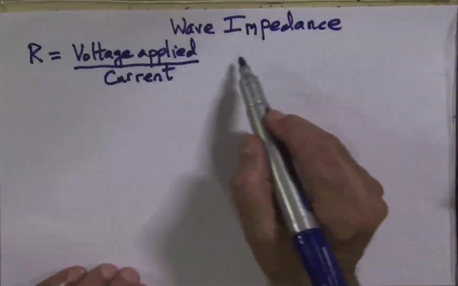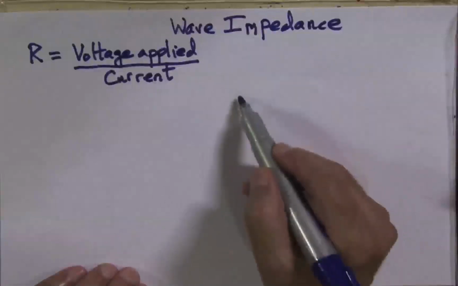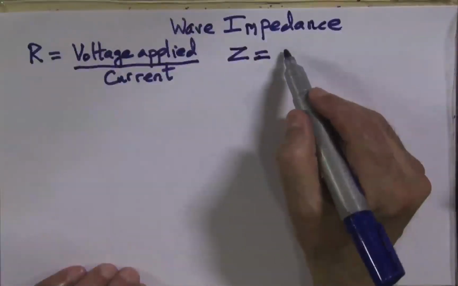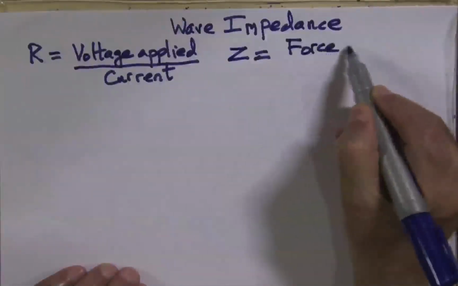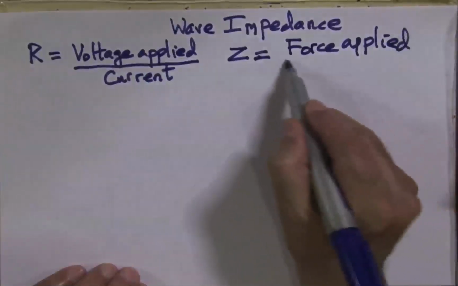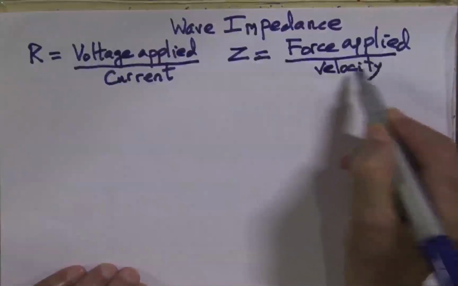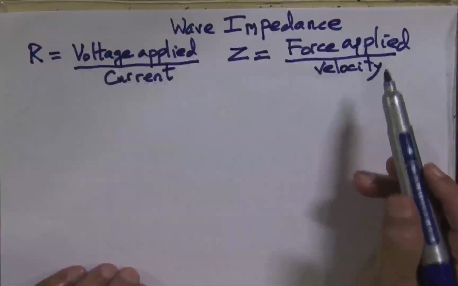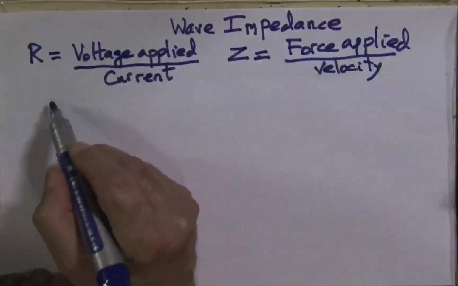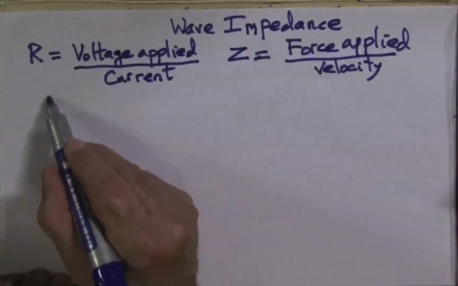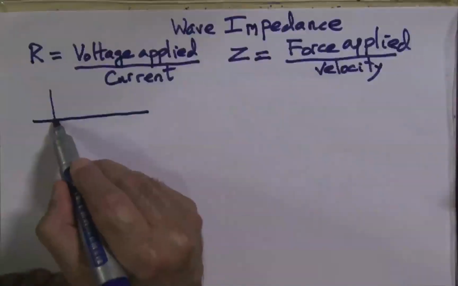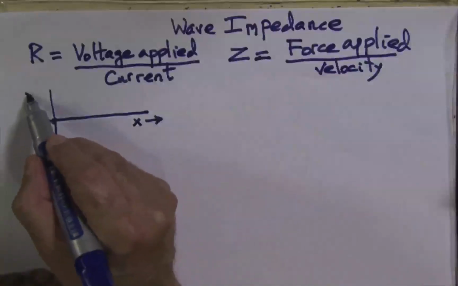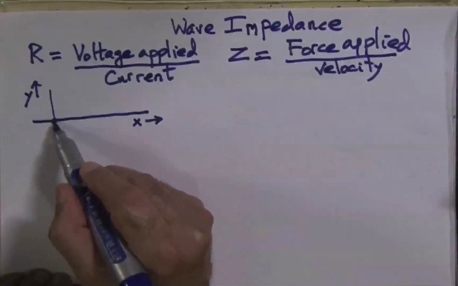In the case of a wave, we have a force that's shaking one end of a string up and down, and we define the impedance of the string as the force that's applied divided by the velocity where you apply the force. So this is a quantity that will be different from string to string. And let's see how this works out. We have some long string like this, and we shake it at one end, at the point x equal to 0. This is the x direction. This is the y direction.